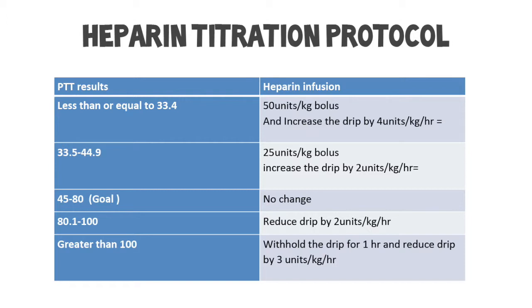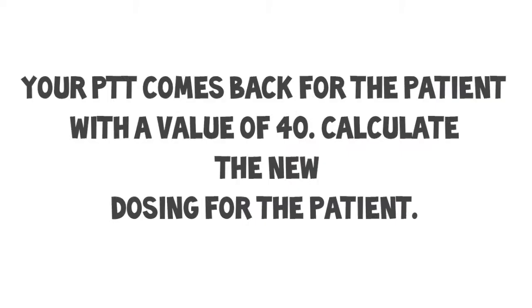So you'll notice that on the slide you're seeing right now, there is a parameter that says that if you draw a PTT, you need to change the bolus, or you need to give a bolus if it's lower than a certain amount, or withhold it.